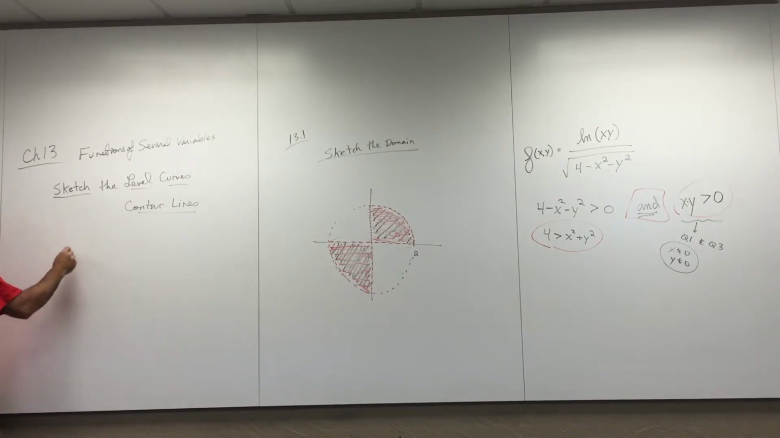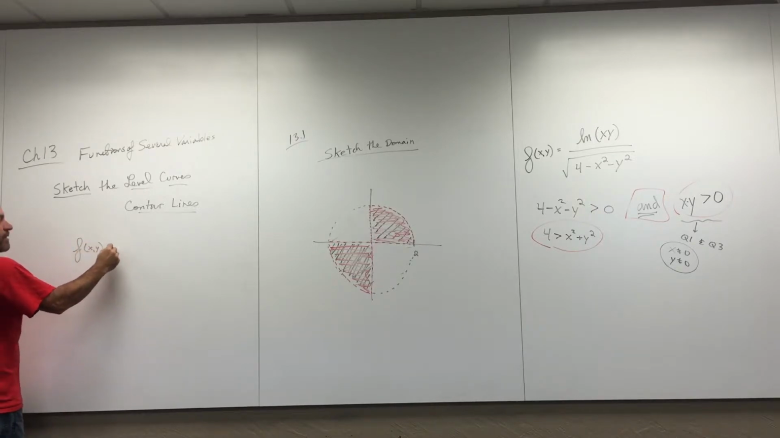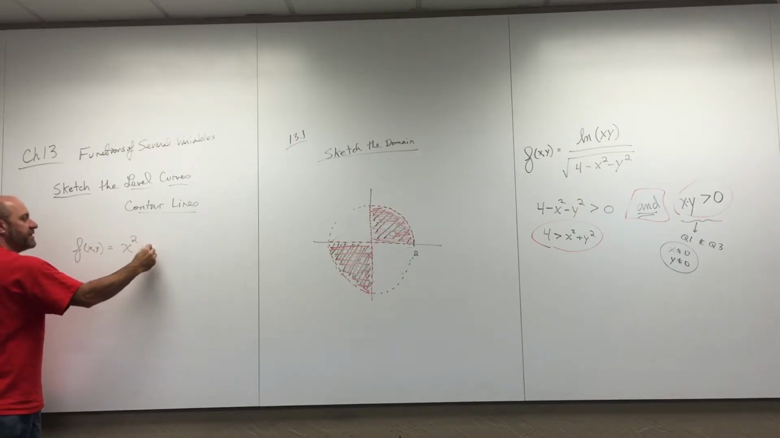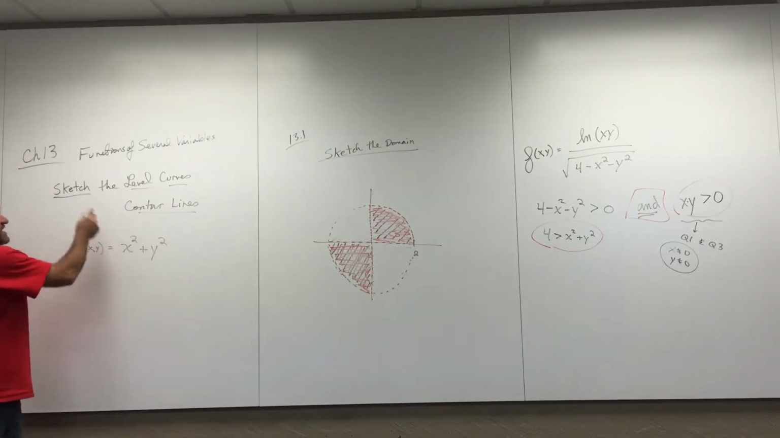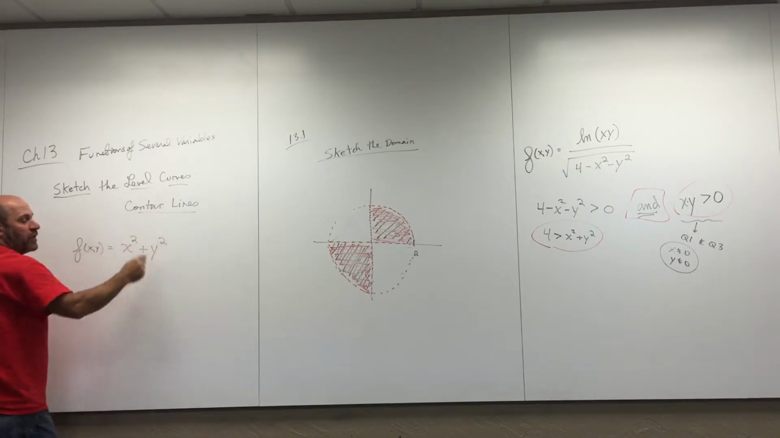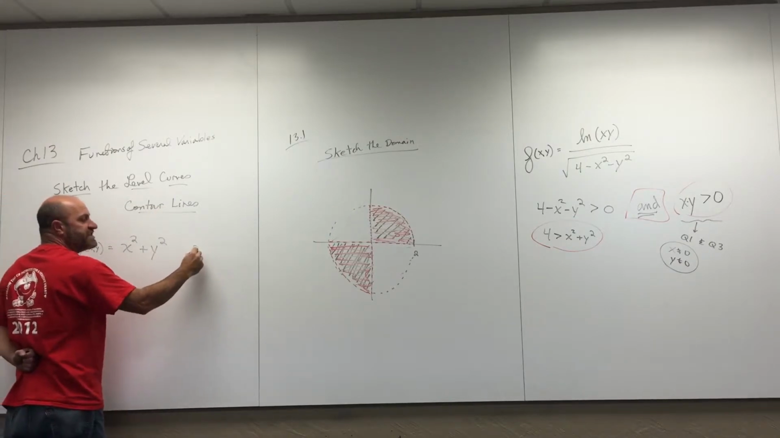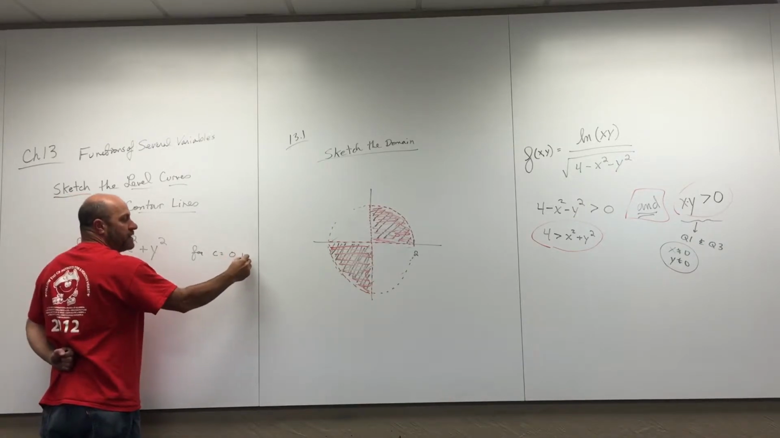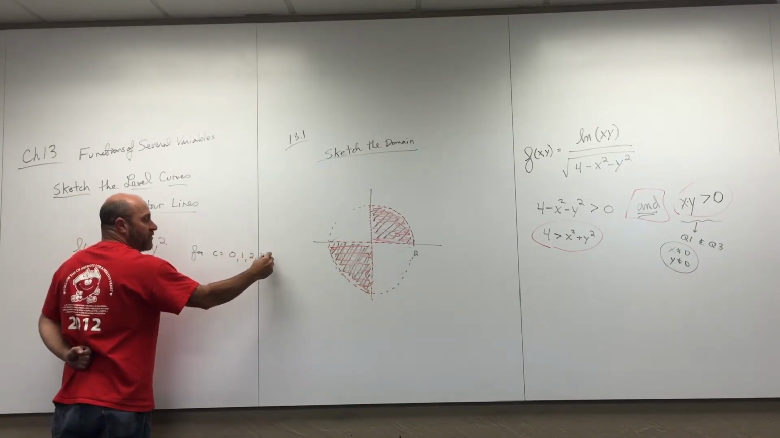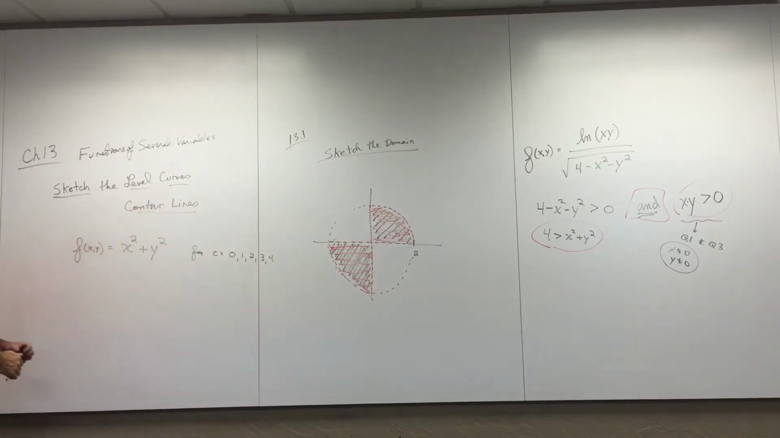Here's how it's usually presented. Somebody gives me a function, and then they say, sketch the level curves or contour lines, and they do it for certain c values, for c equals 0, 1, 2, 3, 4. That's good enough. I can do it for a lot of c values. Sketch the level curves or the contour lines for this function.